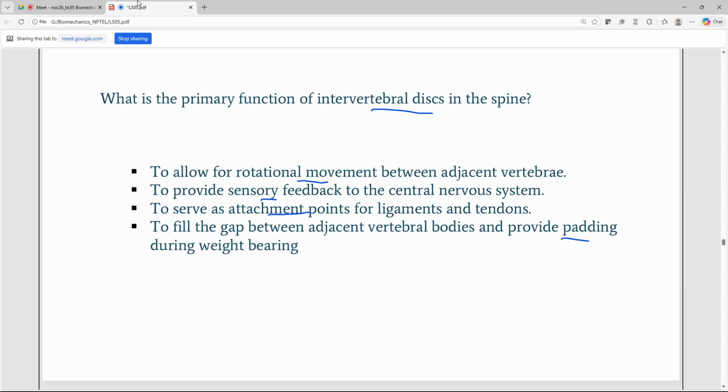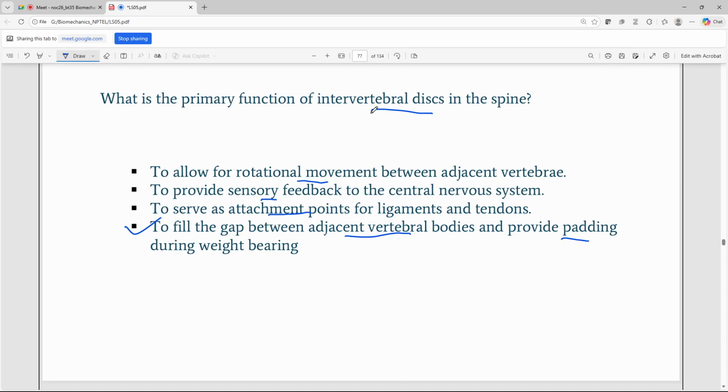Try to answer the question we have discussed in the last class. Answer is to fill the gap between adjacent vertebral bodies and provide padding during weight bearing. Option D. That is the primary function of intervertebral disc.